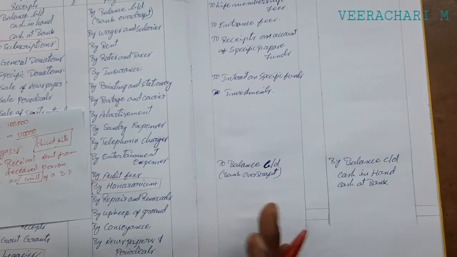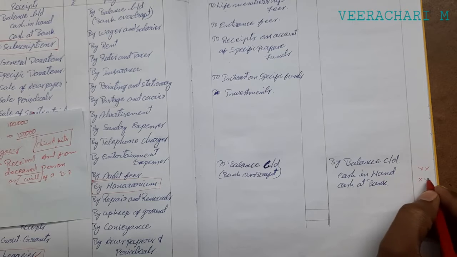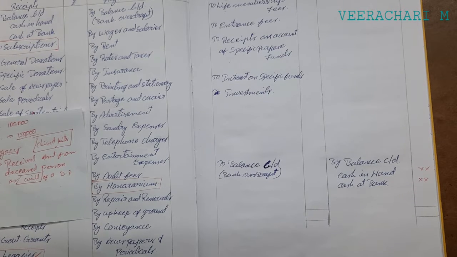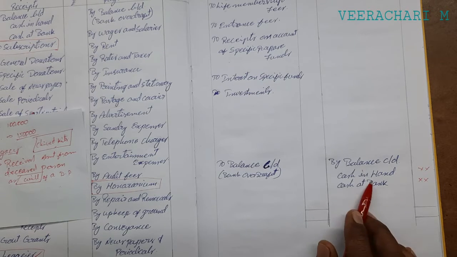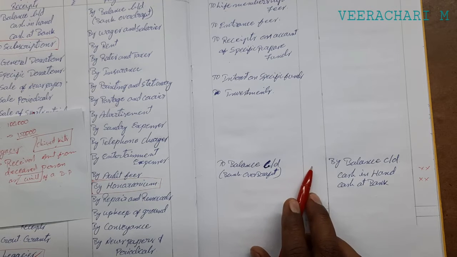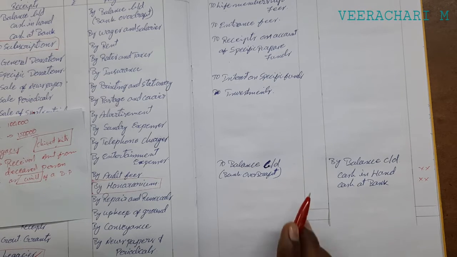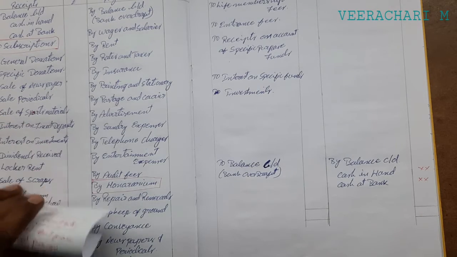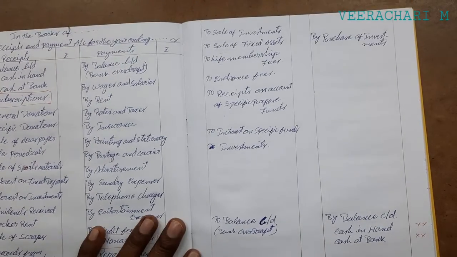Finally, whatever the difference amount is should be credited to the receipts and payment account as by cash in hand or by cash at bank. Sometimes there may be two amounts. But if the bank balance is negative, then we should write it on the debit side as a carry down amount. This is the discussion of the receipts and payment account.